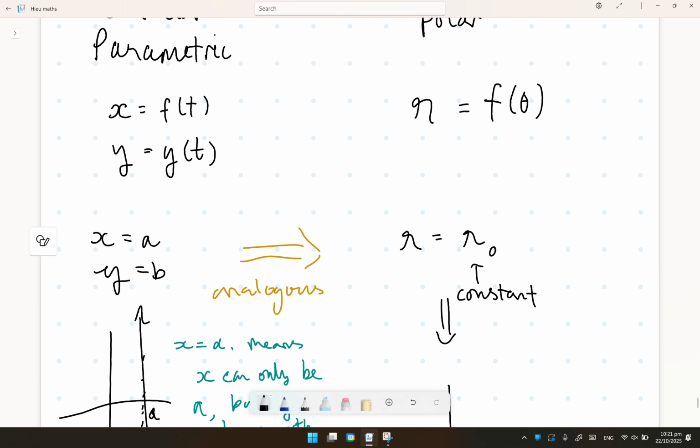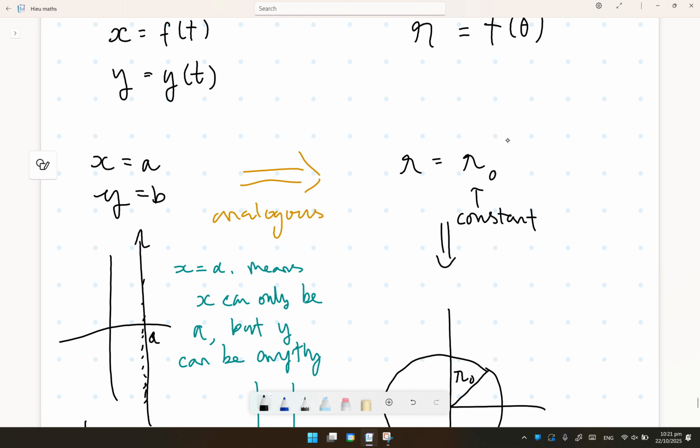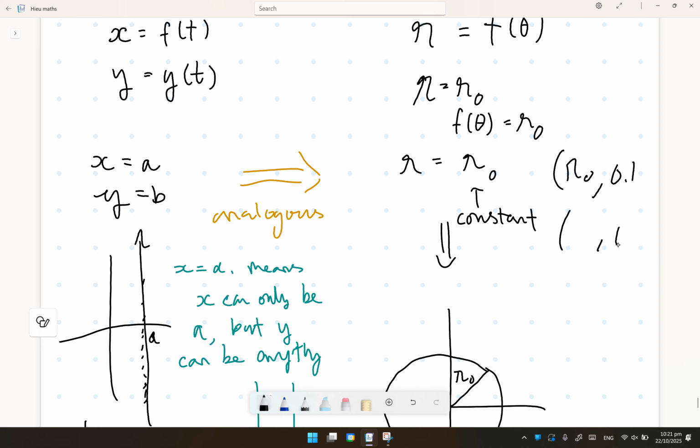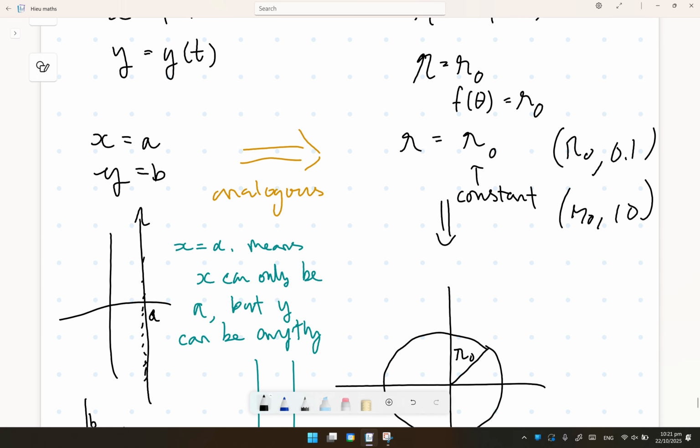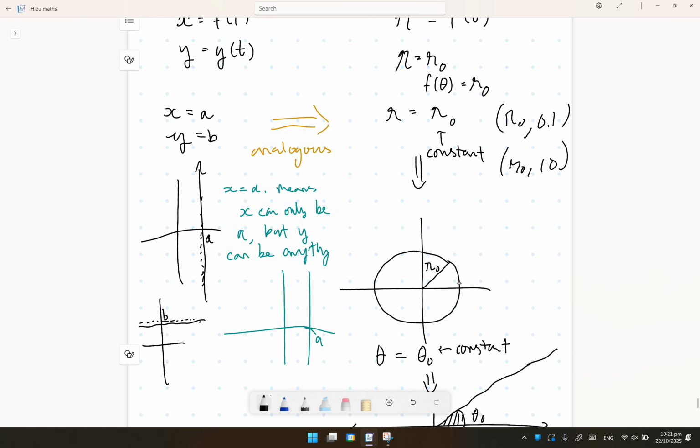If we said r equals r0, which is a constant, that's the same thing as saying f of theta is equal to r0. What it means is every point at any angle is going to be at distance r0. At angle 0.1, it's going to be r0. At angle 10, it's going to be r0. Any form like that creates a circle like this.